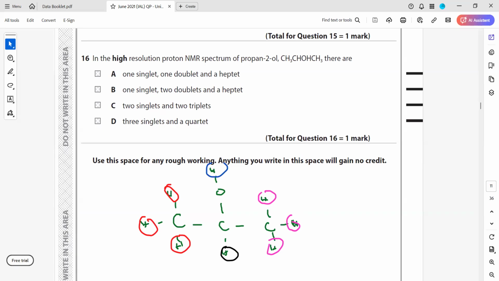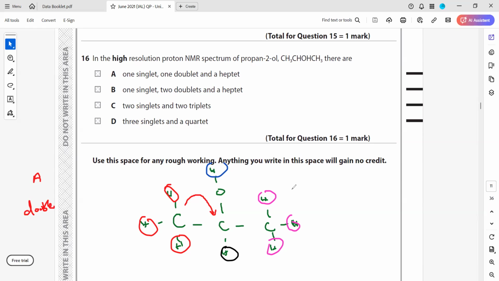So the question is, it's a high resolution. For high resolution, we always check the neighbor. Okay. We check the neighbors, how many are in the neighbor. So let's say the environment A contains three hydrogen, but how many are neighbor? Neighbor is having one because in its neighbor it has one hydrogen. So A will give us a singlet. No, sorry, doublet. I mean, A will be a doublet because neighbor is one.